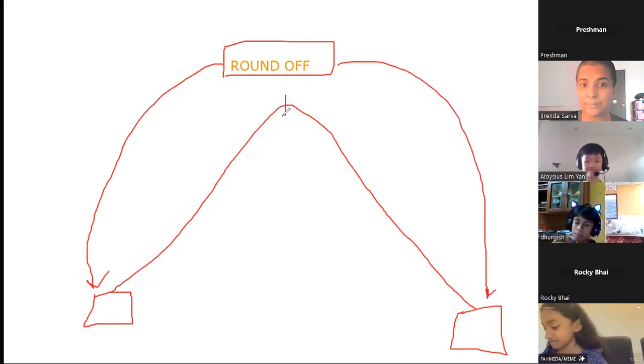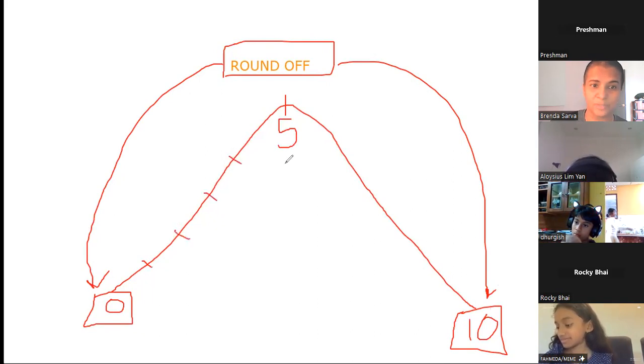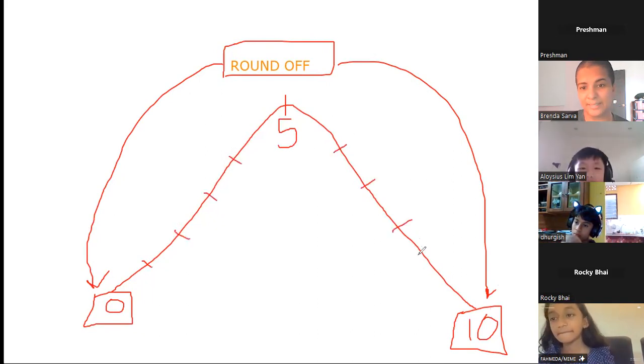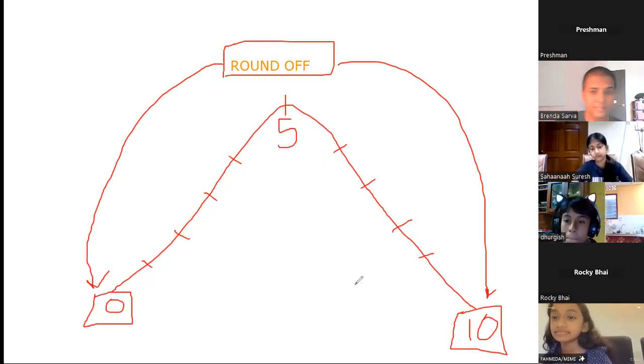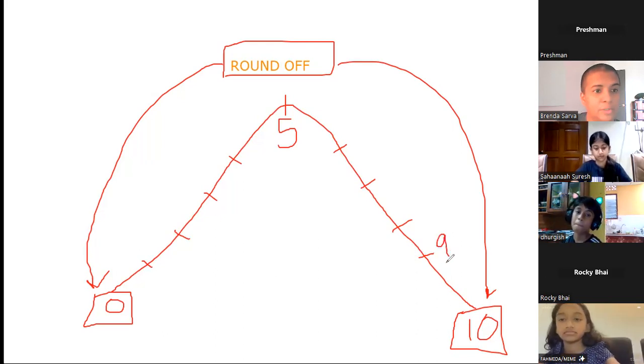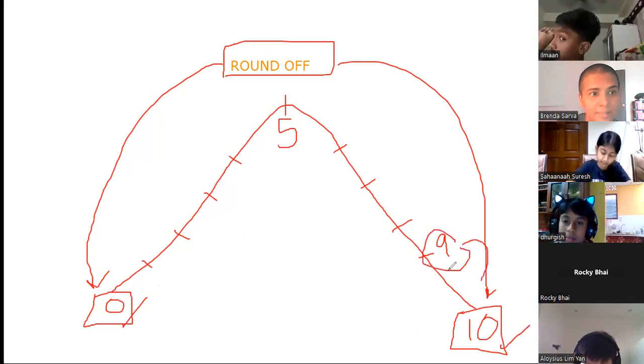Right on top is the number in the middle. Let's start with the easiest explanation. This is 0, this is 10, and of course here you would have 5. 1, 2, 3, 4 will be here. 6, 7, 8, 9 would be here. Now, question: 9. Where would I round off? Put in chat quickly. If I have 9, which station is the nearest? Is it station 0 or station 10? 10. Can you understand now?